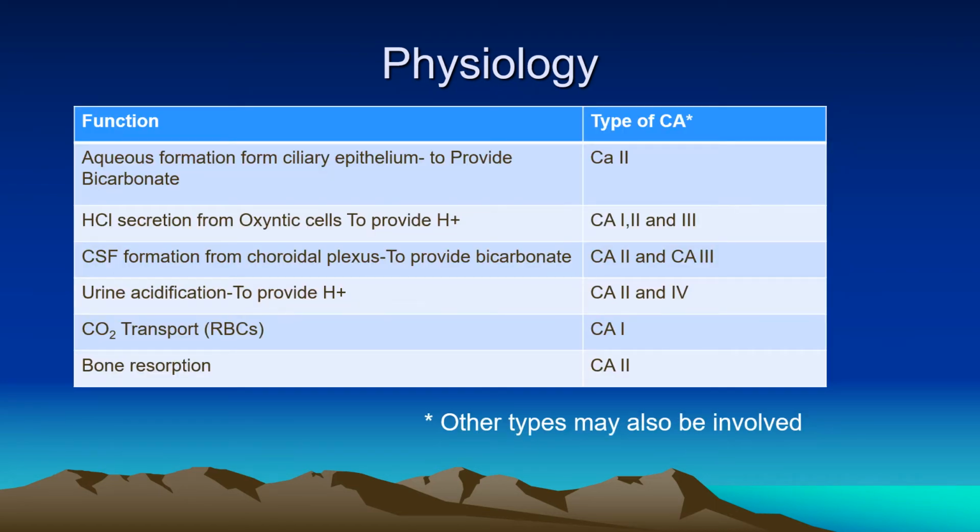This pictorial will provide you the predominant subtype present for a specific function. We may remember that type 2 and type 4 are considered to be very important and very common enzymes.